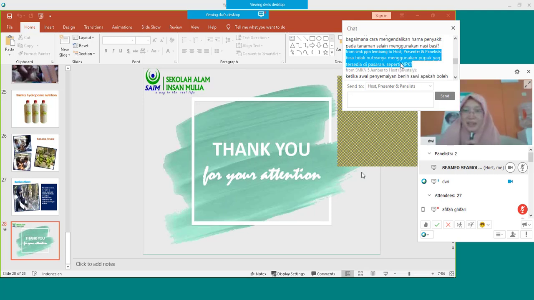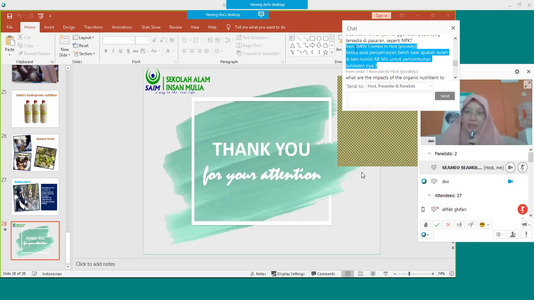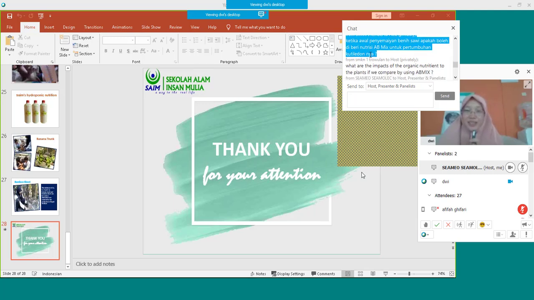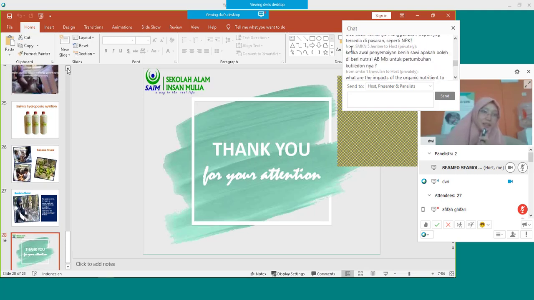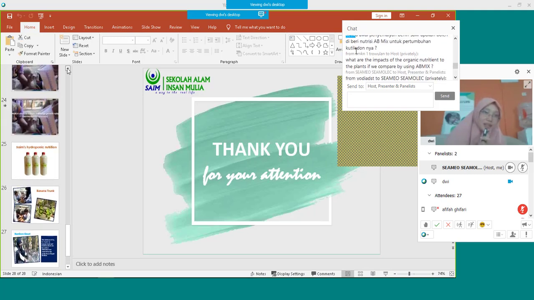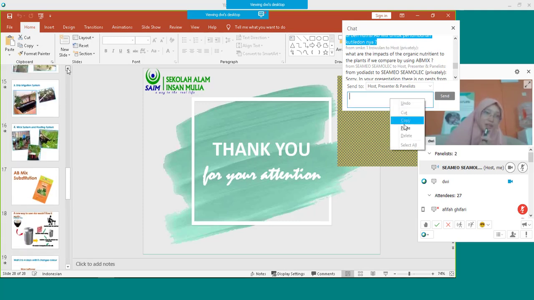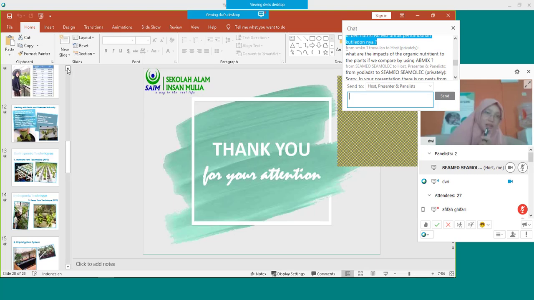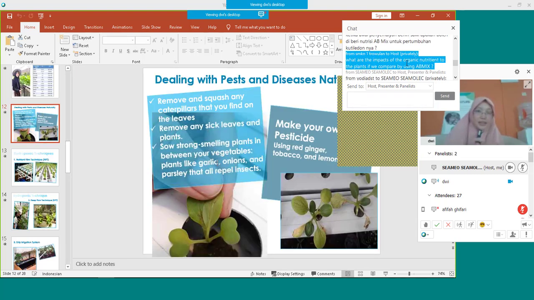Okay, actually for dealing with pests and disease naturally, we don't need the leftover rice. We can sow smelling plants such as lemongrass, onion. I will show the slide. Yeah, garlic, onion, and parsley.